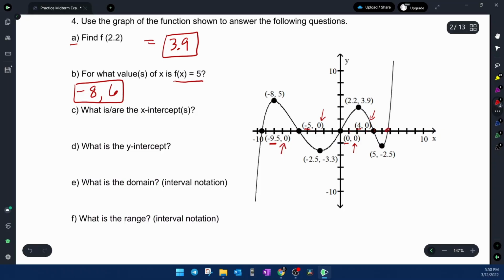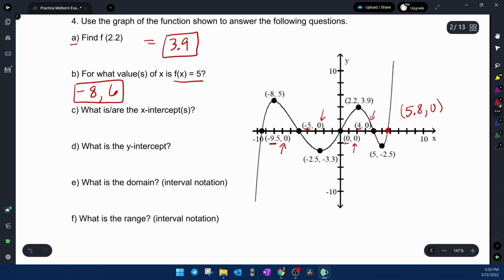And then notice we do have another x-intercept here that's not labeled. So we're going to have to estimate where that is. If we count over 1, 2, 3, 4, 5, that's a little bit more than 5. In fact, almost to 6. So we might call that 5.5, 5.8. Anything within 5 to 6 should be a pretty good estimate.